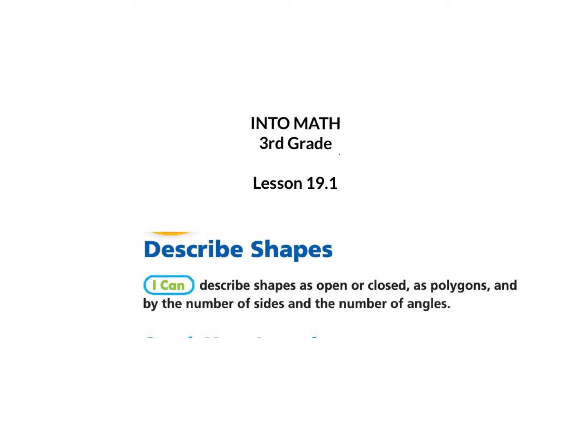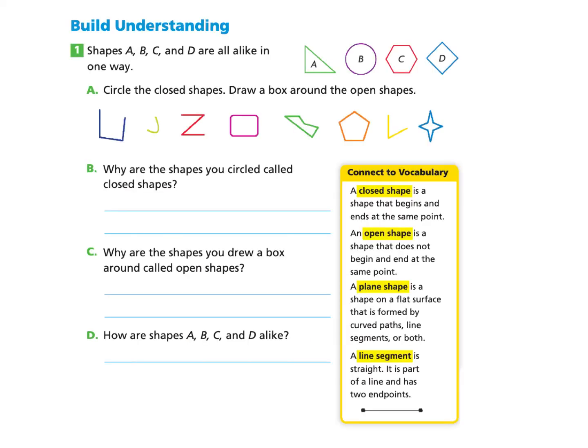This is Into Math 3rd grade lesson 19.1. Describe shapes. I can describe shapes as open or closed, as polygons, and by the number of sides and the number of angles. Please gather your workbook and a pencil and turn to page 492. We will begin under Build Understanding 1.